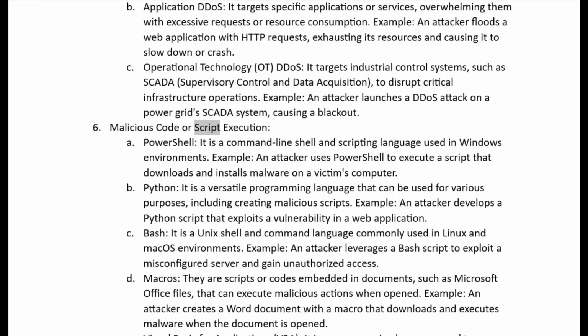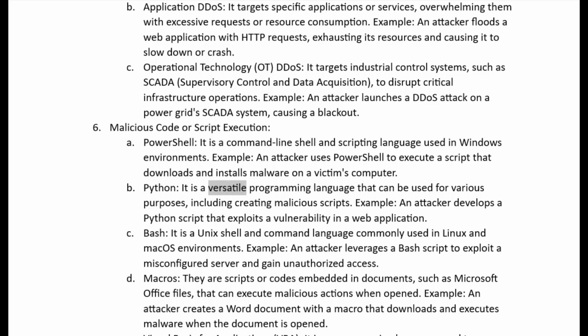Malicious code or script execution. PowerShell. It is a command-line shell and scripting language used in Windows environments. Example: an attacker uses PowerShell to execute a script that downloads and installs malware on a victim's computer.